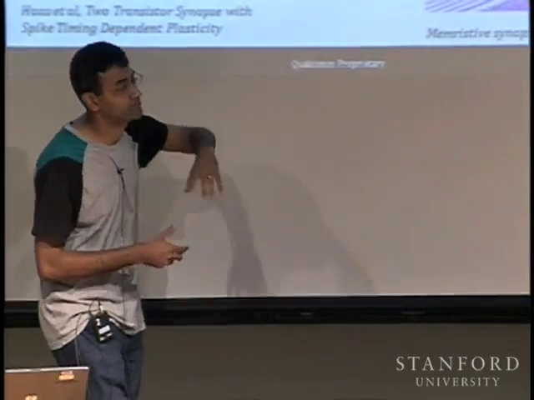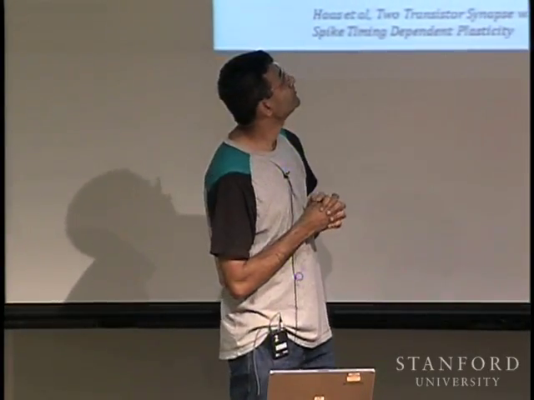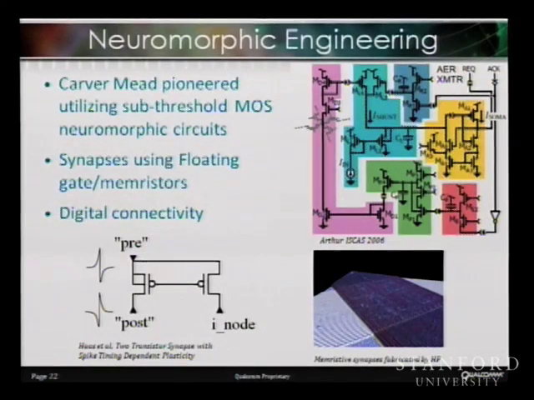There's a circuit on top that was done at Kwabena's lab at Stanford, and he's got a whole neuron there. This is going to be our biggest challenge in designing synapses, and we're still working on that.